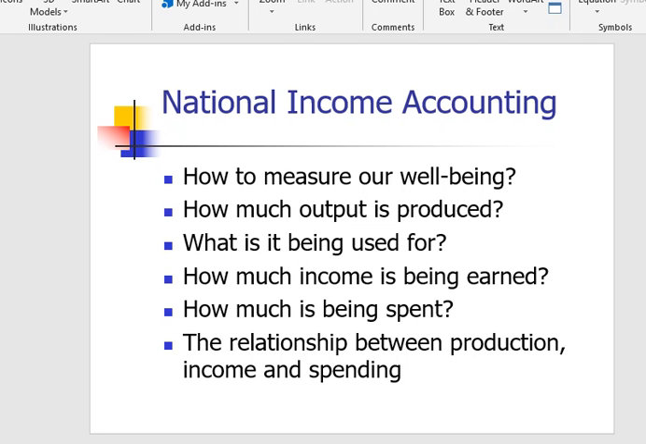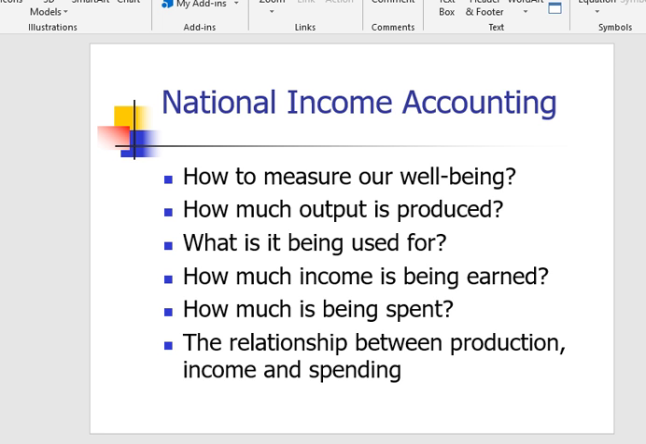To start our first official lesson, we'll start with national income accounting. In this lesson, we will discuss how to measure our well-being as an individual, a family, and an economy. By economy, we mean the economy of a city, the economy of a state, or the economy of a nation. In this course, almost all the time, we are focused on the economy of a nation, specifically the United States.